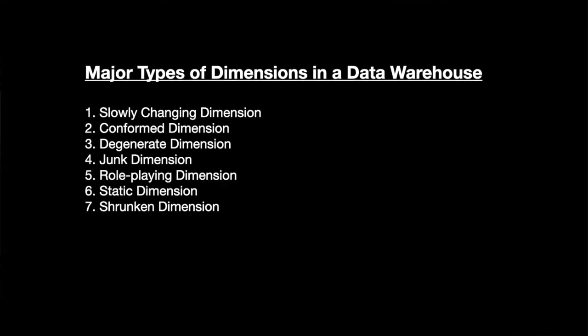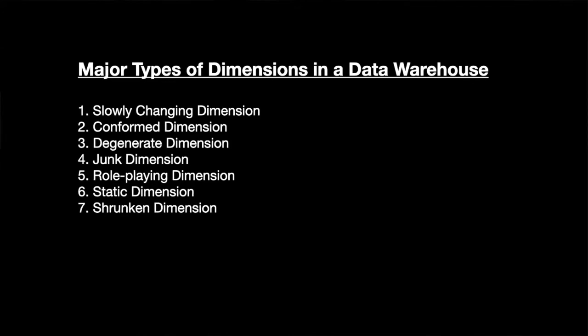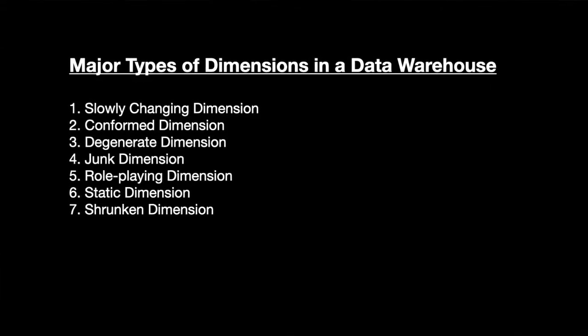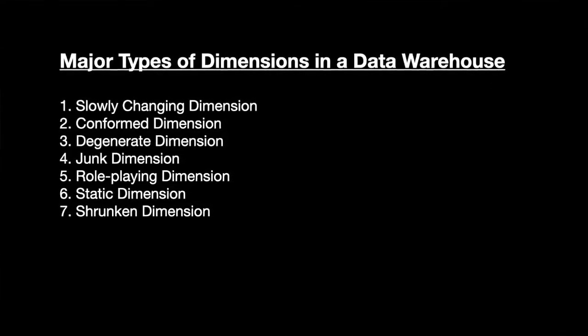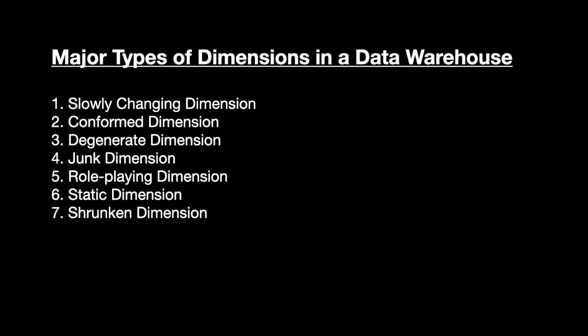There are 7 majorly used dimension tables in a data warehouse. There are more, but these 7 are considered to be the major ones, and you see them often in the data warehouse. Let me quickly read out the list. 1. Slowly changing dimension. 2. Confirmed dimension. 3. Degenerate dimension. 4. Junk dimension. 5. Role-playing dimension. 6. Static dimension. 7. Shrunken dimension. Now, let's start with the elephant.